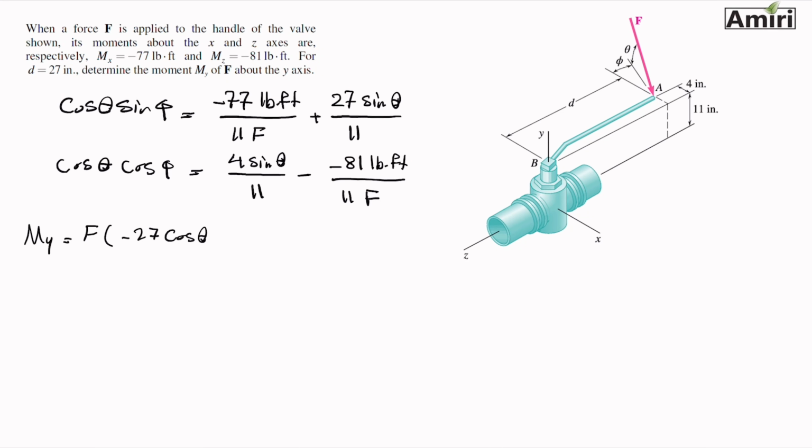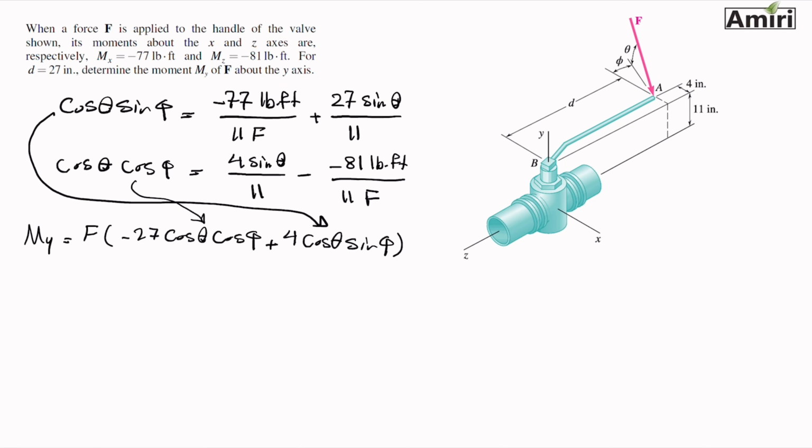So we have to replace these two in the y component, which was this, cosine theta cosine phi, cosine theta sine phi. Okay, so this one is going to go here, and this one is going to go here. So you end up with, I've done the math here, M sub y being minus 226.8 pound-foot as your final answer.